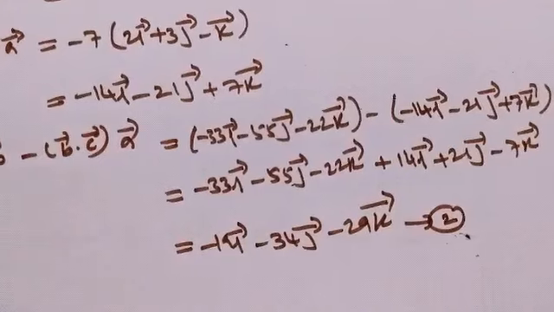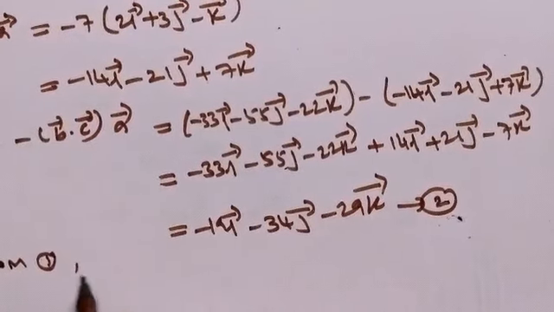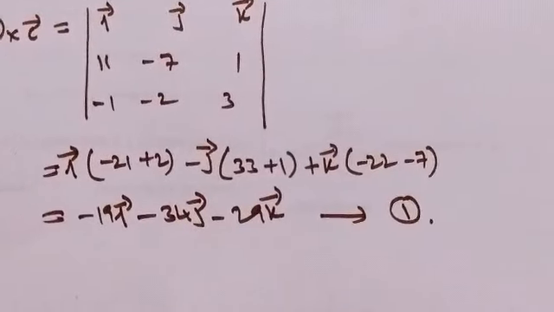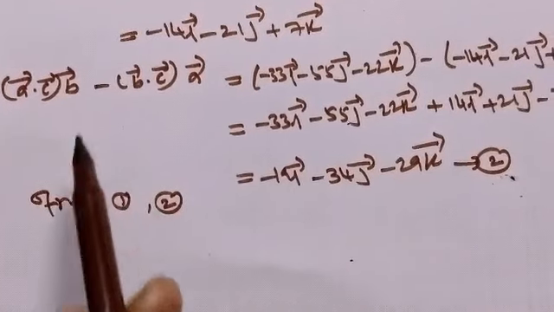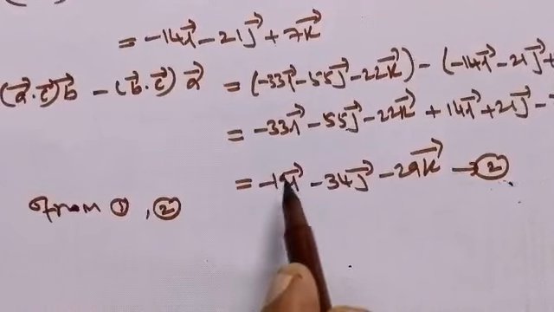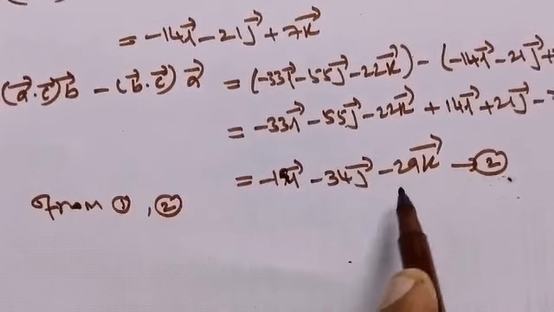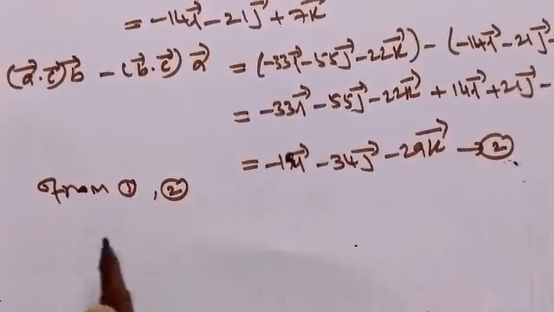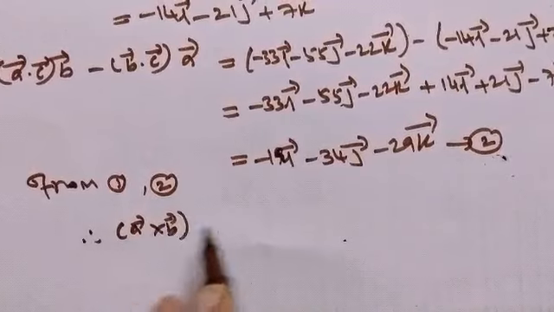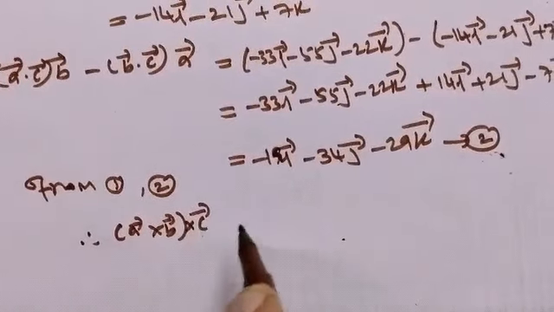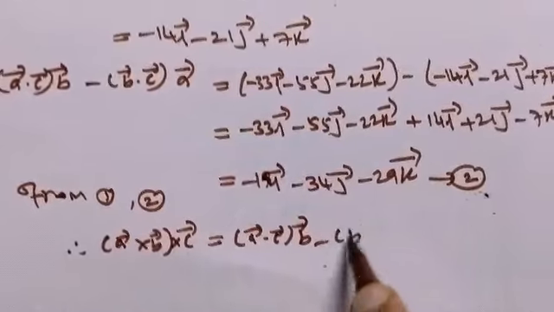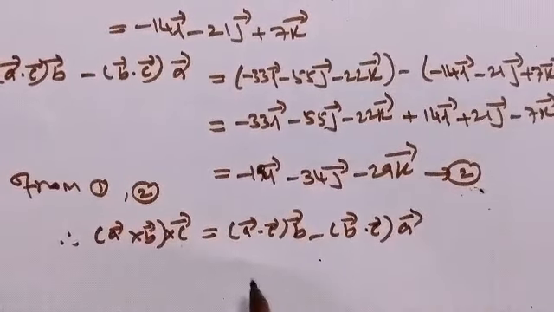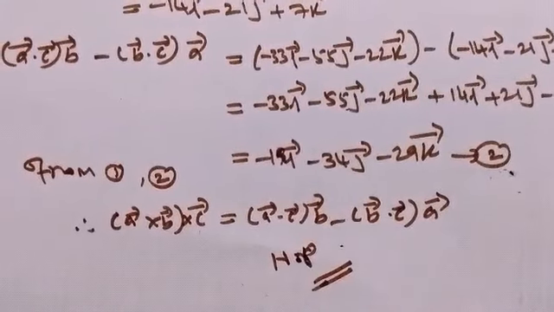Equation 2. In equation 1 we see a cross b cross c equals minus 19 i vector minus 34 j vector minus 29 k vector. In equation 2, a dot c b vector minus b dot c vector equals minus 19 i vector minus 34 j vector minus 29 k vector. Both are the same. Therefore a vector cross b vector cross c vector equals a dot c into b vector minus b dot c into a vector. Hence proved. Understood?